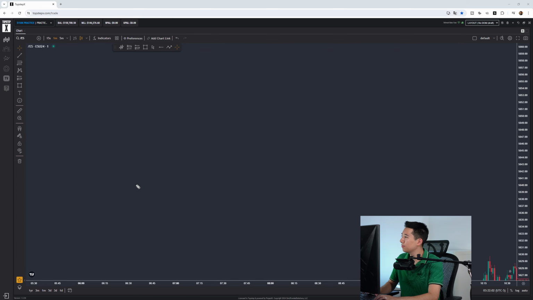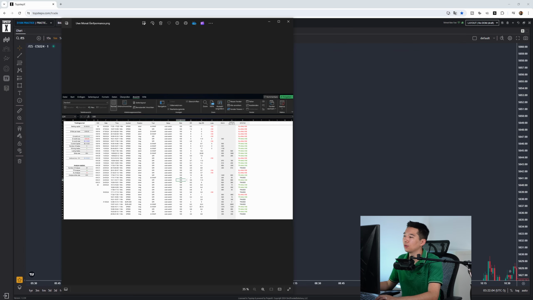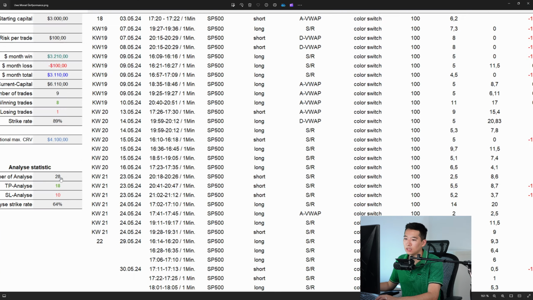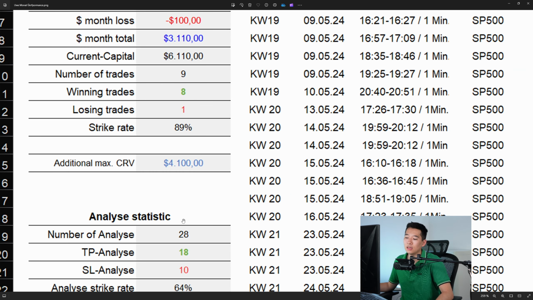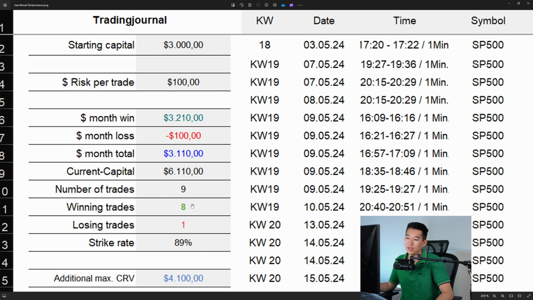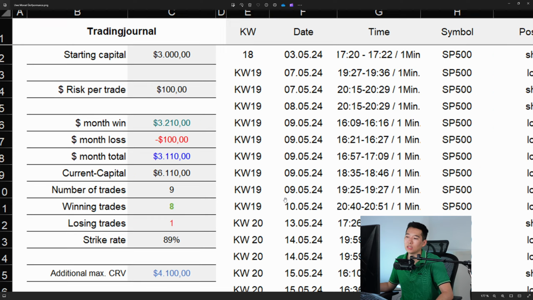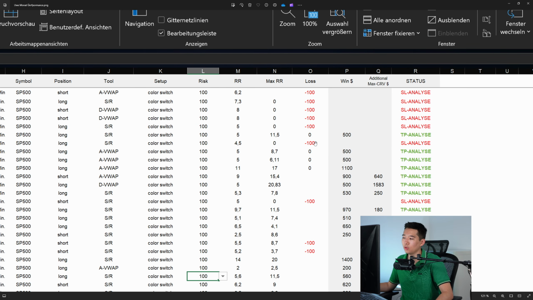I'm going to show you something as an example. You can see here a trader. He saw 37 trades within 1 month. Out of the 28 trades that he saw, he had 9 trades that he traded. And then you can see how he had 8 winning trades and 1 losing trade. Each time he was adjusting $100, and each time he made $500 or even more.